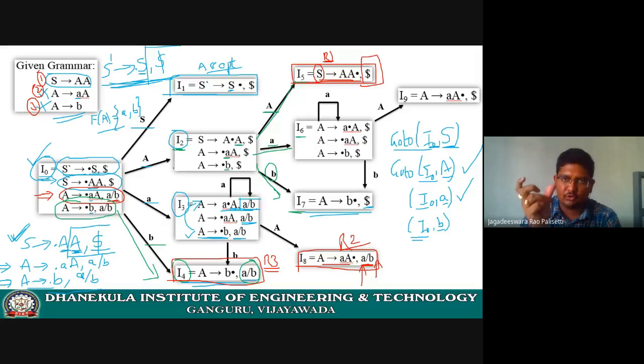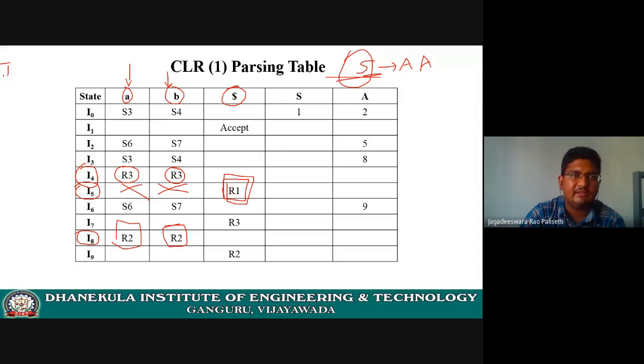Now here the observation point is whenever the lookahead symbols for any production rule are more, it is exactly similar to SLR. What I mean to say is, for example, I4. What is I4? A tends to b dot, comma, a or b. Okay, this is the lookahead. Please forget the lookahead for one or two minutes. So this is the reduced state, reduced by production rule number 3. So R3 we have to write.